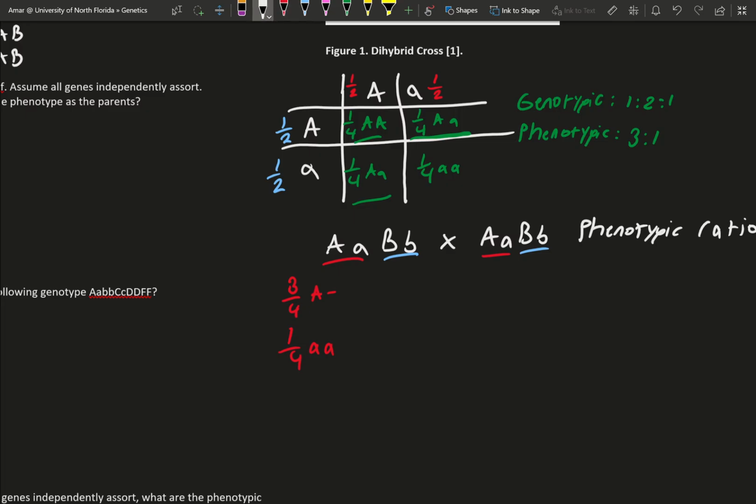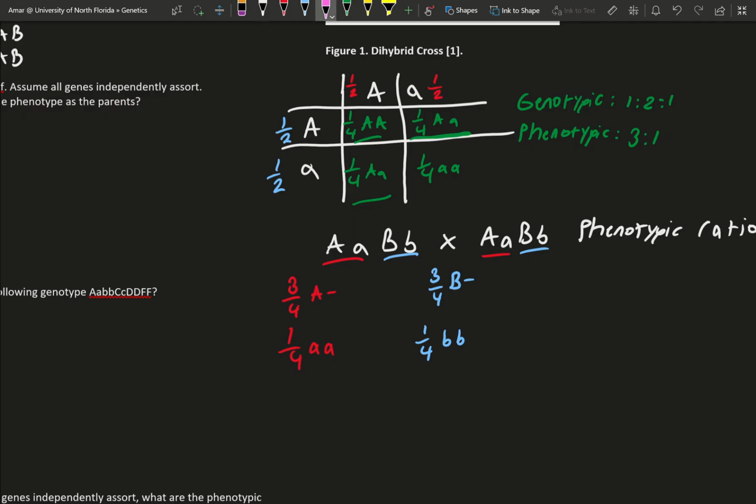And then for the big B, little b gene, if you cross them together, you would also have a 3/4 chance to get big B whatever, and then a 1/4 chance to get little b, little b. Okay? So what you can do now is cross them together one by one.